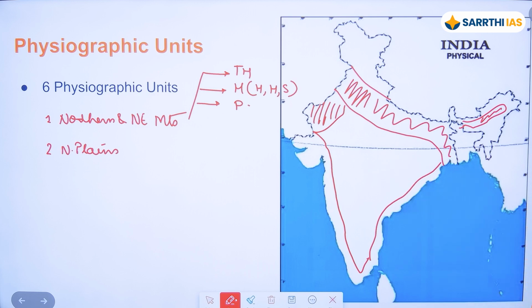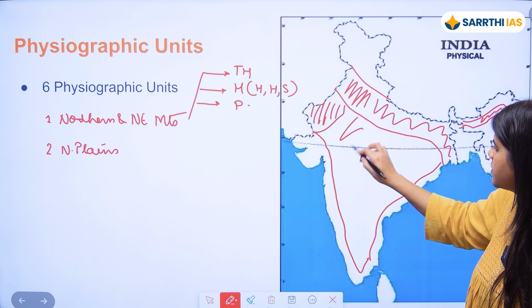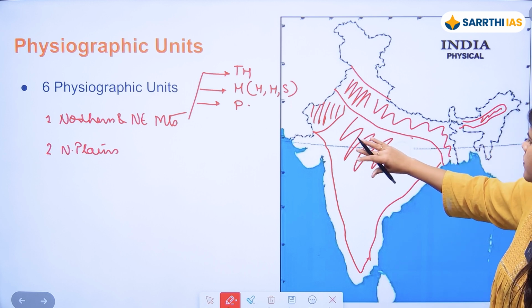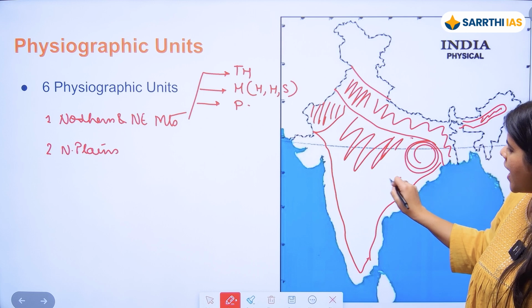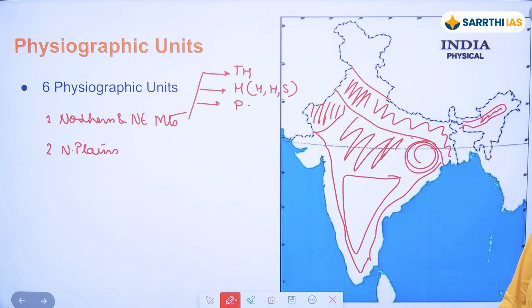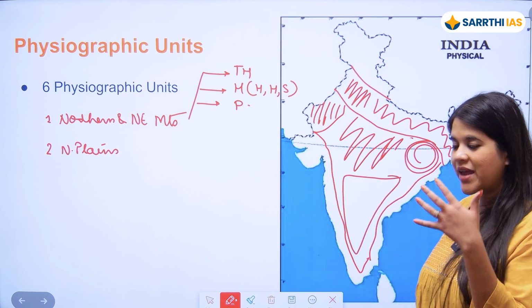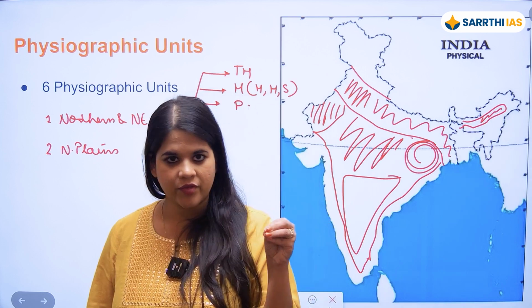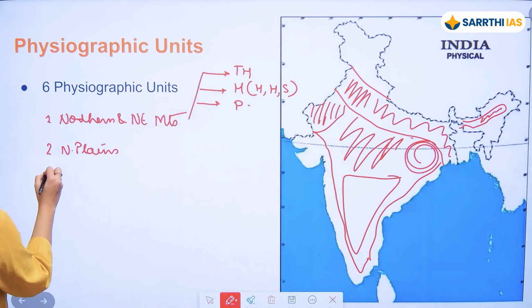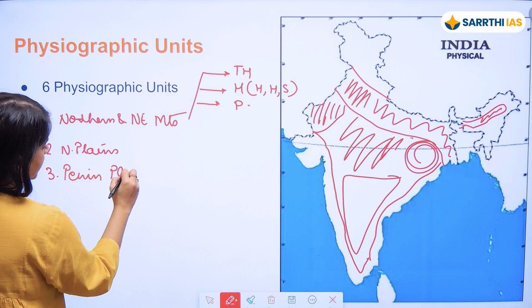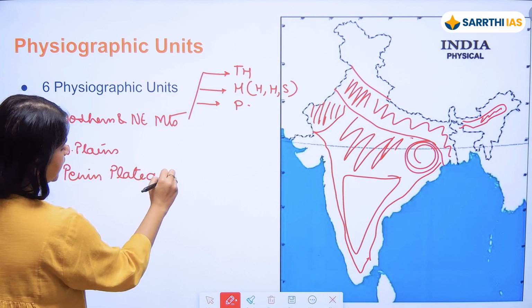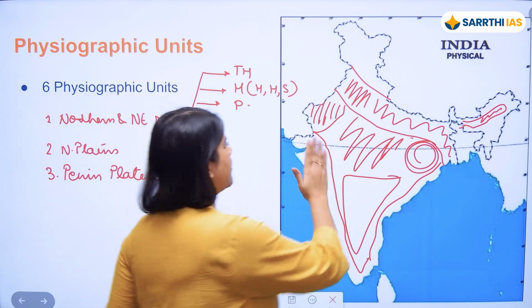This is the peninsular part of India. It is divided into the central uplands, the eastern plateau, and the Deccan plateau. Fine. This is the peninsular region of India. Third physiographic feature, peninsular plateau. Now, one very important thing about the peninsular plateau.